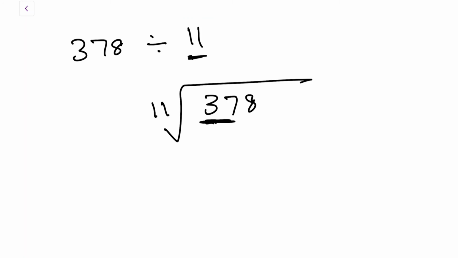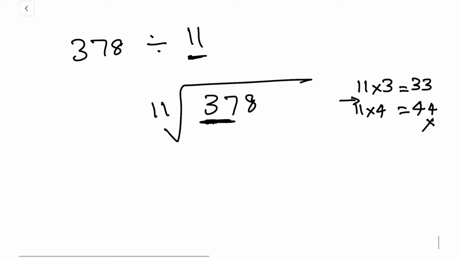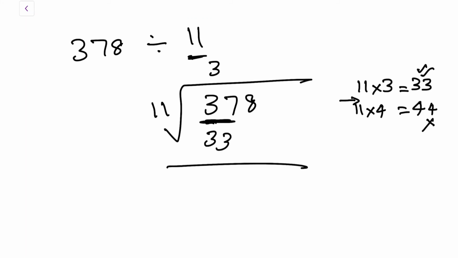Now 11 into what is 37? Let's see. 11 into 3 is 33. 11 into 4 is 44. So 37 is somewhere in between, right? We cannot take 44 because it is more than 37. So we go with 33. 11 3s are 33. 37 minus 33 is 4.